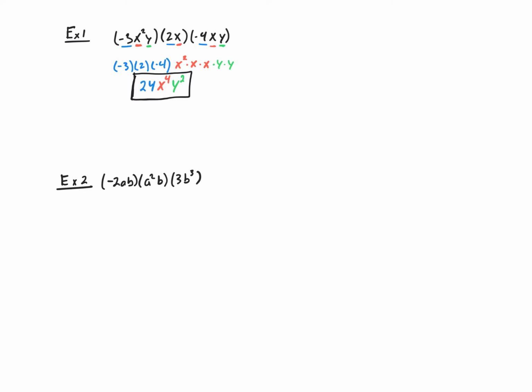Let's try another one here. Again, we're going to do the same idea, all of the number parts. This is just a negative 2. This one has a 1, which we don't necessarily have to write because anything times 1 is still itself. And then this one has a 3.